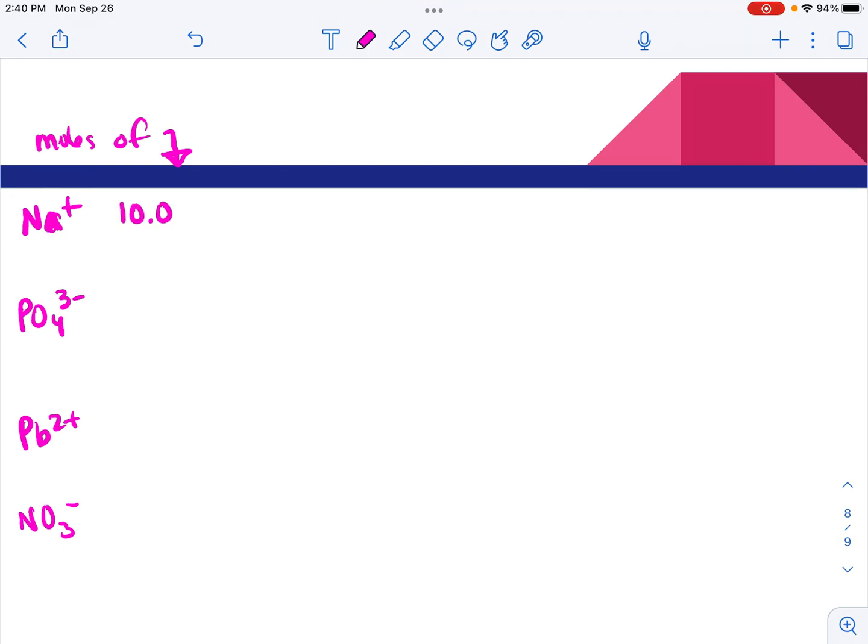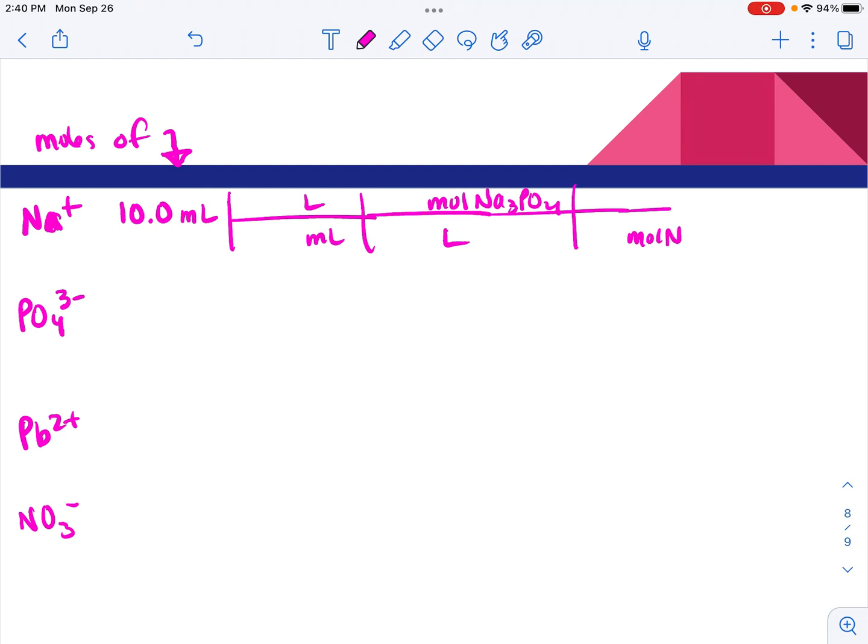The first one I'm going to show you the long way. There's 10 milliliters of solution with sodium phosphate in it. And in order to use molarity, I have to convert milliliters to liters. Then I'm going to use the molarity to get to moles of Na3PO4. And then I'm going to get from moles of Na3PO4 to moles of sodium ions. All right. So this conversion, 1 liter to 1,000 milliliters, you can do in your head if you'd rather. I'll show you that for the next one. And then this conversion is your molarity.